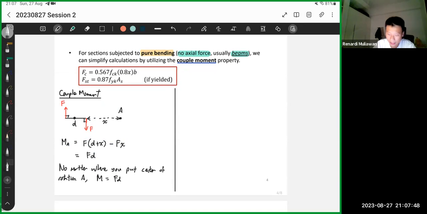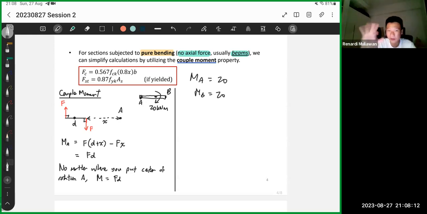Something that you might have seen in MOM also is, let's say you have a beam, then sometimes the prof gives something like this, 20 kilonewton meters. This is actually a couple moment. When you take moment about A, you also need to include 20. And if you take a moment about B, you also need to include 20. No matter what the point is, you need to include it, like this arrow. Again, this is very theoretical, but I'm just saying that for a couple moment, no matter where you take moment from, the moment is always F times D.